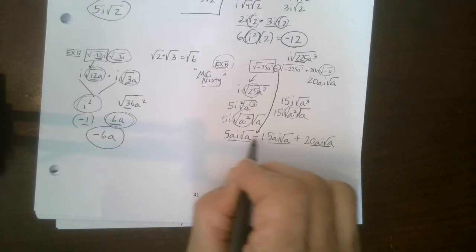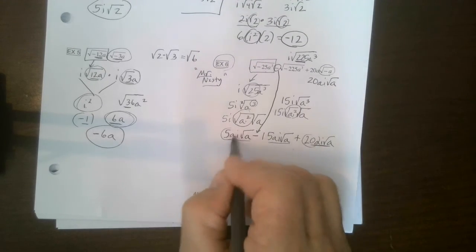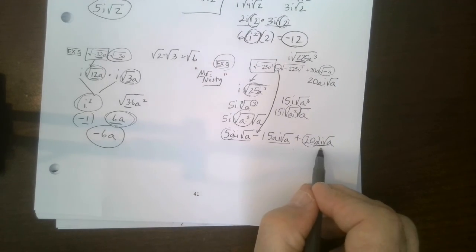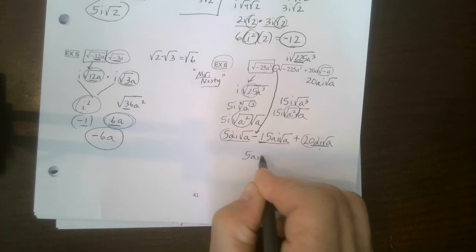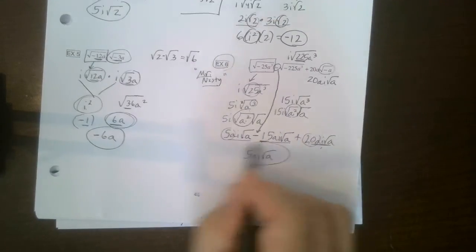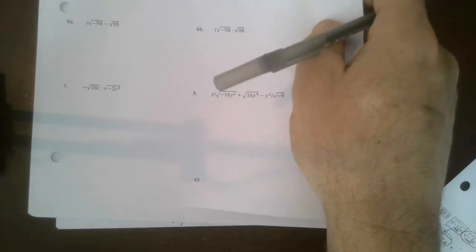So these are considered like terms. Now I'm going to add my positives together, so 20 and 5 makes 25 of them. 25 of them minus 15 of them is 5 of them. That's it. All right. Your assignment is 1 through 8, I think. Yep, 1 through 8, page 43.